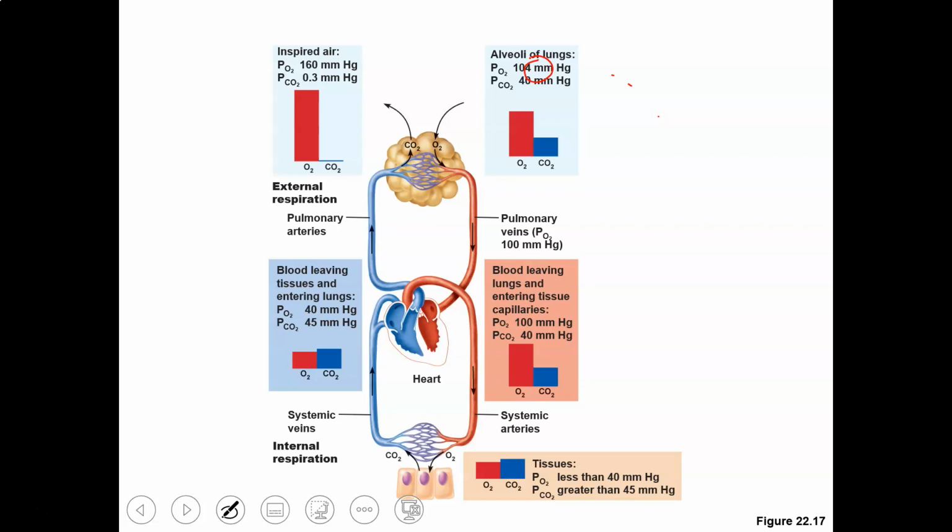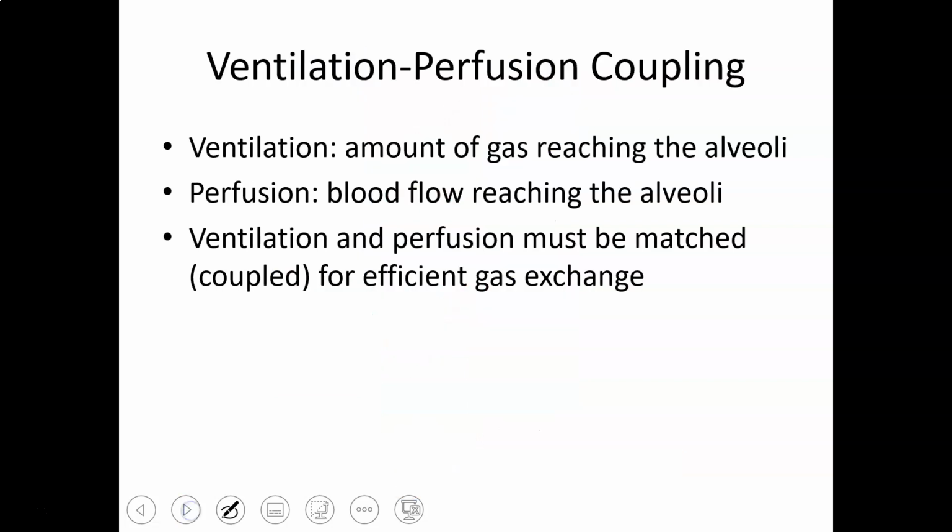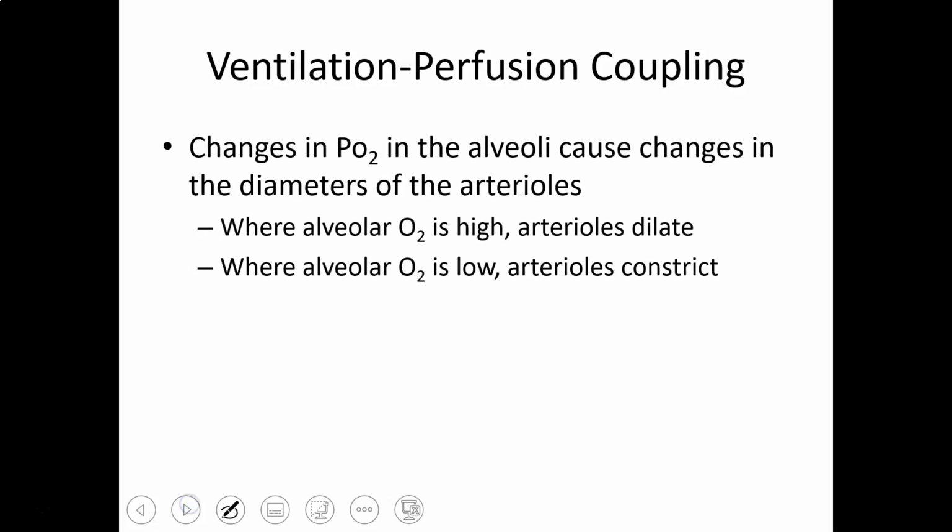Here is blood entering the lungs, 40 and 45. Here's the pressure in the alveoli, so oxygen moves in the blood, carbon dioxide moves out. We have to match the amount of blood that goes to the lungs with the amount of air that's here. This is called ventilation perfusion coupling. Ventilation, how much gas is getting there, perfusion, how much blood is getting there, and we match this for efficiency.